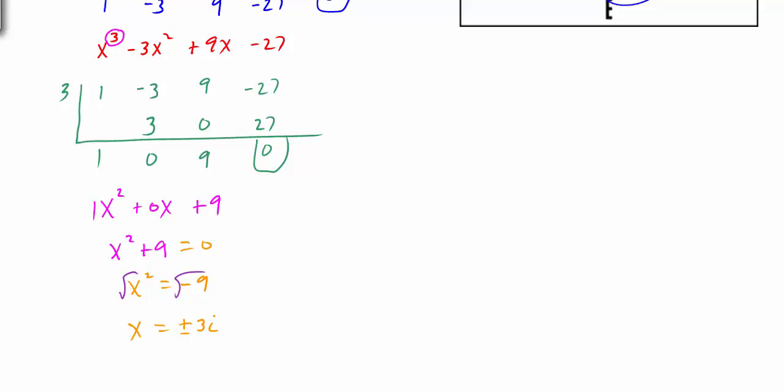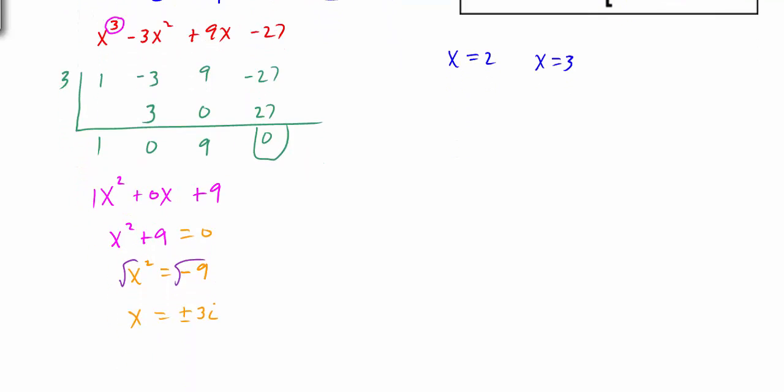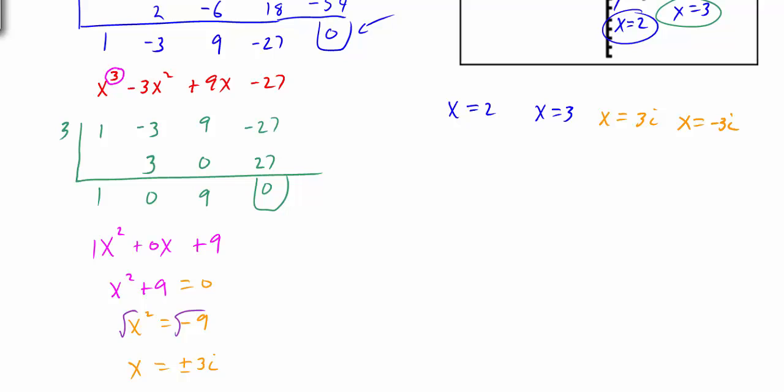So from here, we know that we have our zeros we started with. We had from the calculator x equals 2, x equals 3, and then we came up with over here x equals 3i and x equals negative 3i. So there we have our 4 zeros. 2 are real, 2 are complex. Now keep in mind, we're not looking for the zeros, we're trying to factor this polynomial.